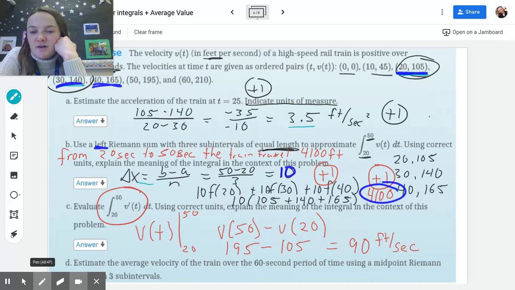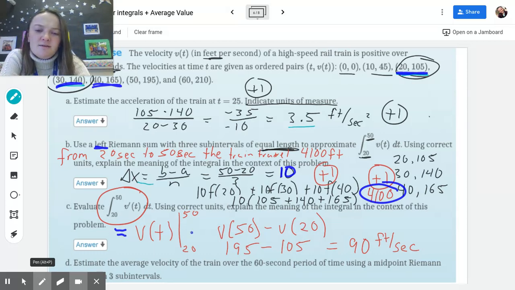All right, the next one. This is the last one we left off on. It says evaluate the integral from 20 to 50 of v prime of t. This is classic fundamental theorem of calculus. If I take the integral of a derivative, I should get the same thing out. So if I took the integral of v prime of t, then what I should just get out is v of t.